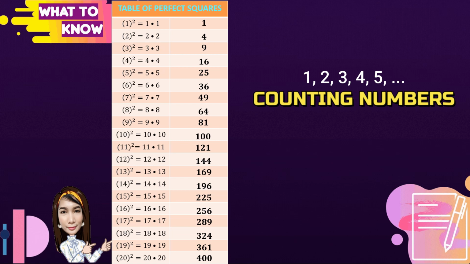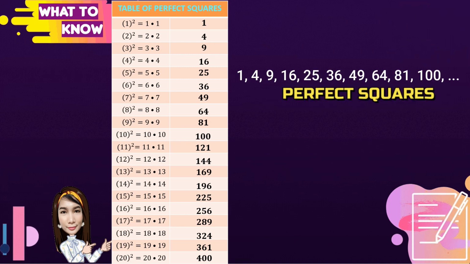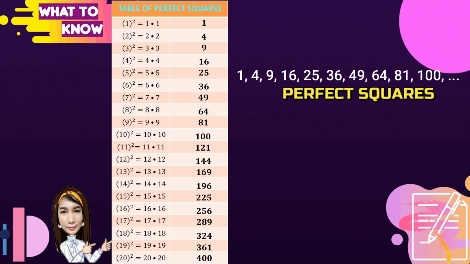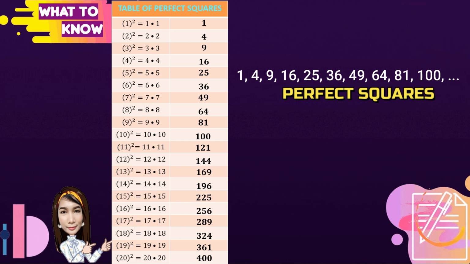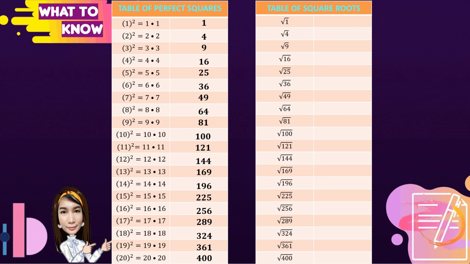1, 2, 3, 4, 5, and so on are the counting numbers that we squared. Squared means we multiply a number by itself twice. 1, 4, 9, 16, 25, 36, 49, 64, 81, 100, and so on are what we call perfect squares. Next, we have the table of square roots.